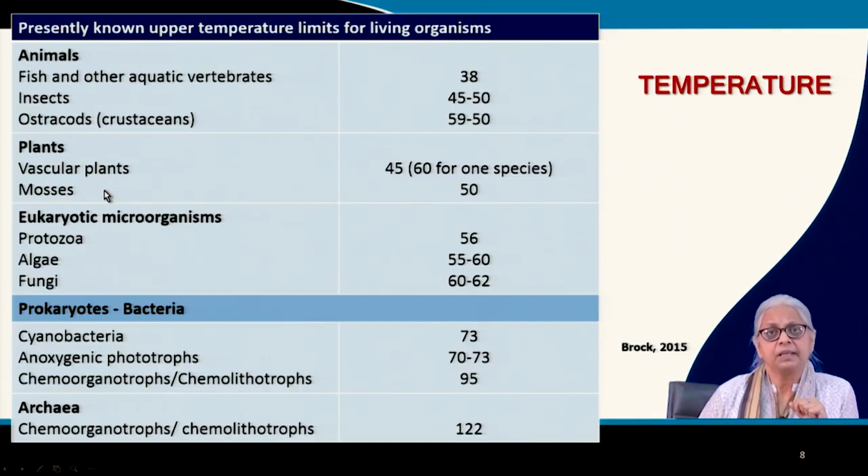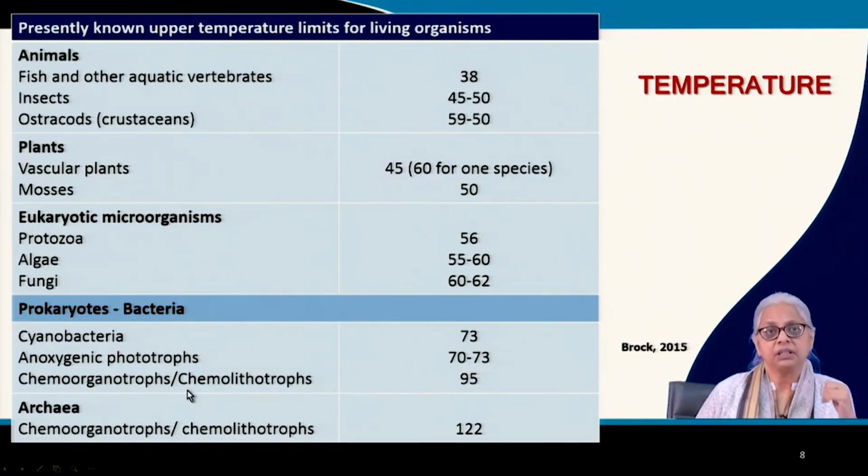Plants are generally more sensitive. Vascular plants cannot survive beyond 45 degrees centigrade. For one species, it was 60 degrees centigrade. Moss, which is a type of plant, has an upper limit of 50 degrees centigrade. Eukaryotic microorganisms: protozoa 56 degrees, algae 55 to 60 degrees centigrade, fungi 60 to 62 degrees centigrade.